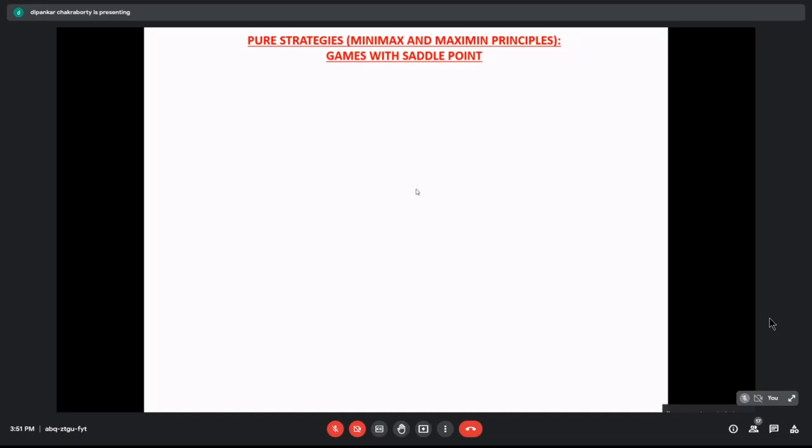That saddle point is totally different from the saddle point we discussed in multivariable optimization, where the saddle point means no maximum or minimum exists. Here, the saddle point means that if you have pure strategies, then that point is called the saddle point for the game. Is it okay to you? So first of all, what is the meaning of the maximin principle? And then we are going to discuss the minimax principle.